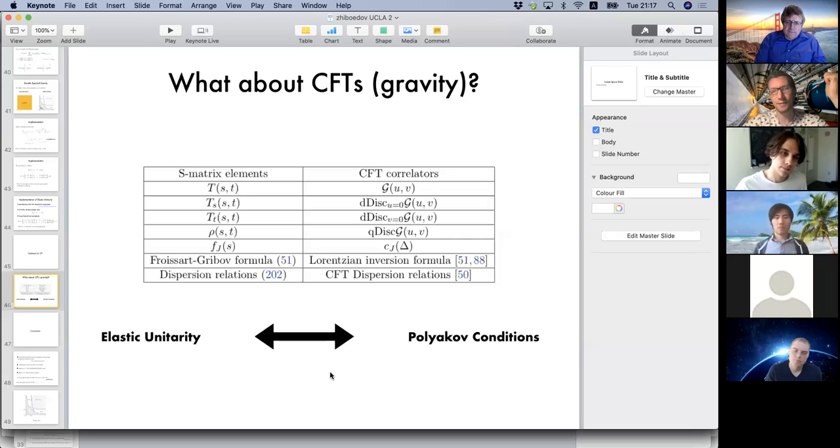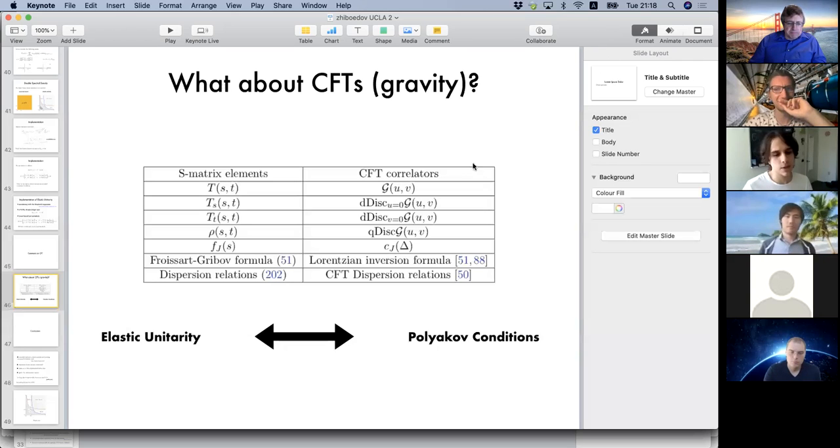If you want to translate my talk to CFT language, the question would be: can you study Polyakov conditions together with the crossing symmetry of the quadruple discontinuity and get something interesting? This hasn't been done. So this would be a CFT question. Are there any more comments or questions?